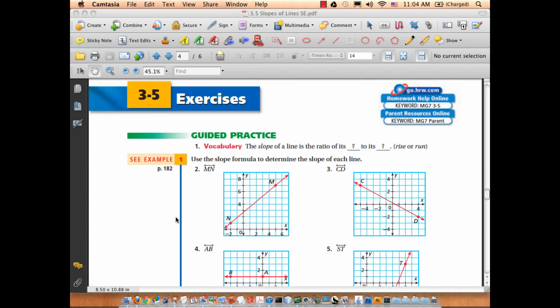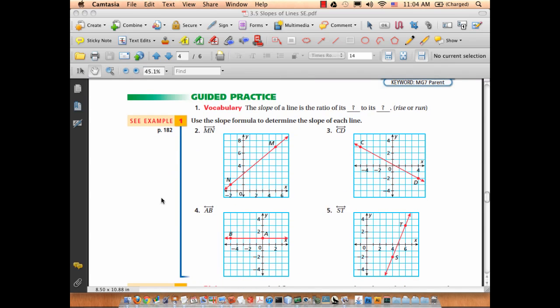So the homework tonight is going to be the guided practice.